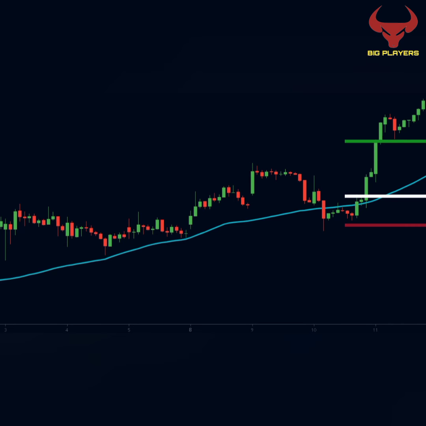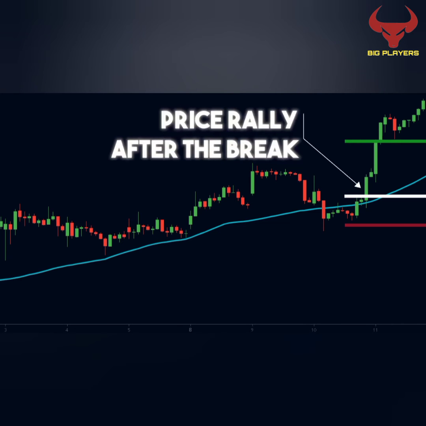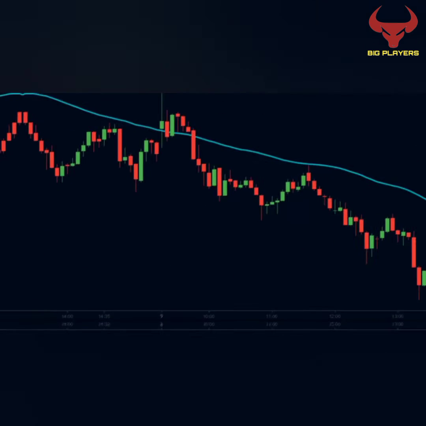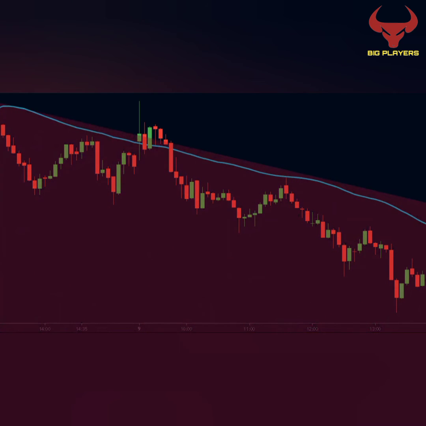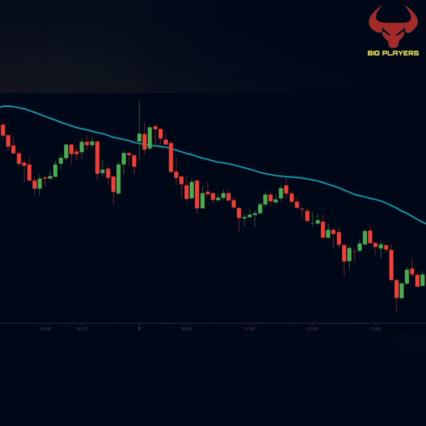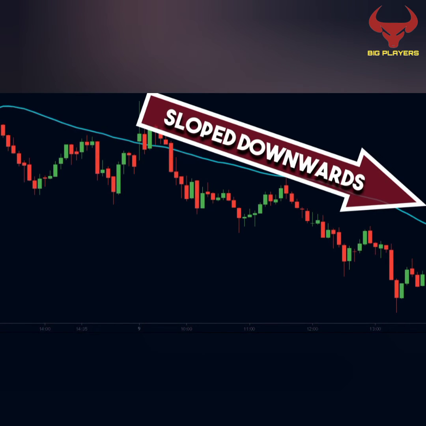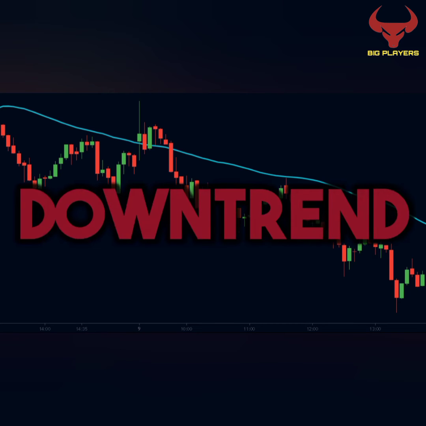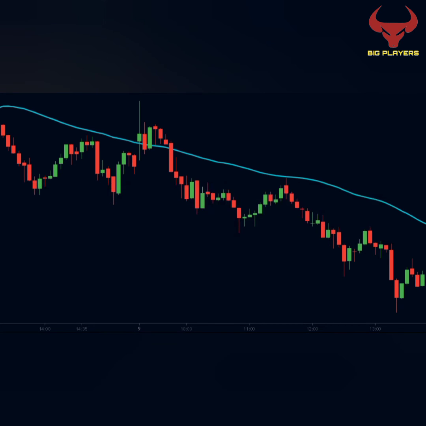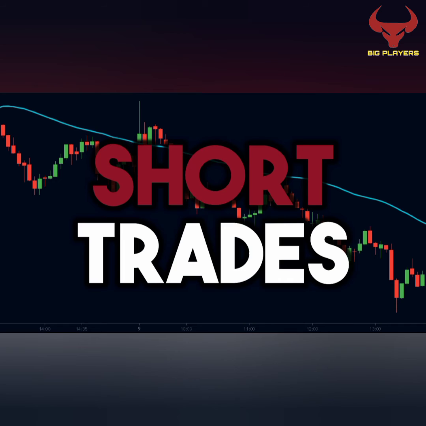As you can see, the price rallied after the break of this line. Here is a sell trade on the 5-minute chart. Here we can clearly see that the price is trading below the 50-period moving average, and the moving average is also sloped downwards. Hence, we can say that the price is in a downtrend. So we will look for short trades only.